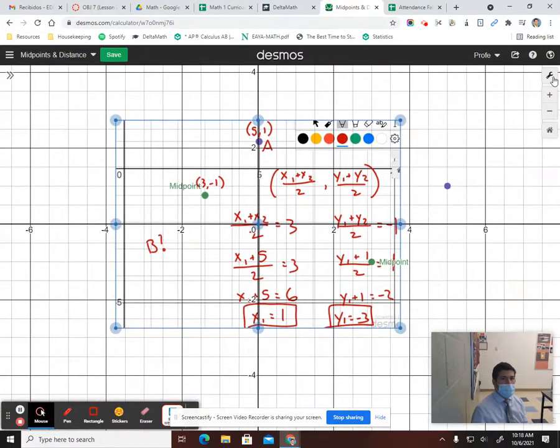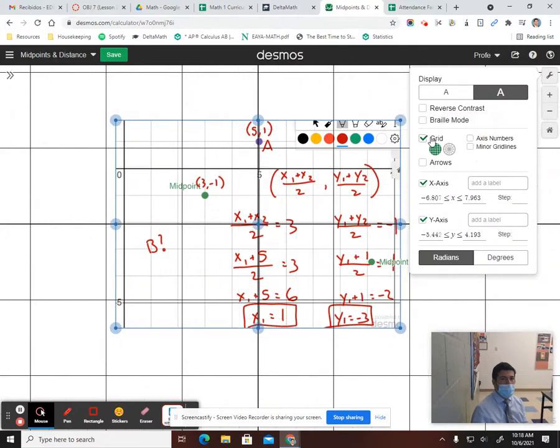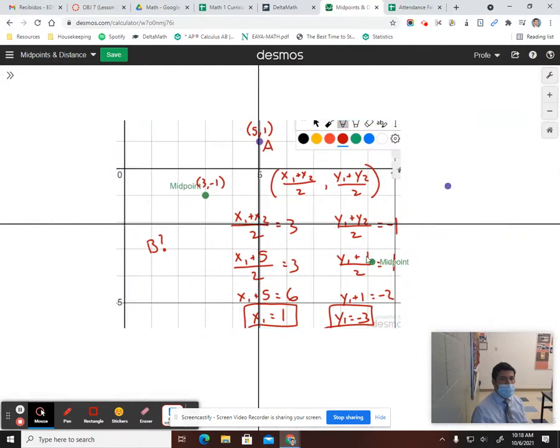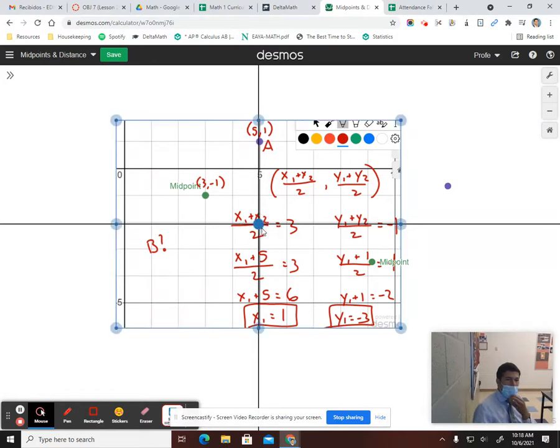I set up my midpoint formula for x, and I set it equal to the x coordinate of the midpoint, which is 3. I also substitute my known x value of 5. You use inverse operations to solve for x1. Multiply both sides by 2, which cancels out the 2 in this fraction, and you have a 6. Then x1 plus 5 equals 6. Take away 5, you get x1 equals 1.